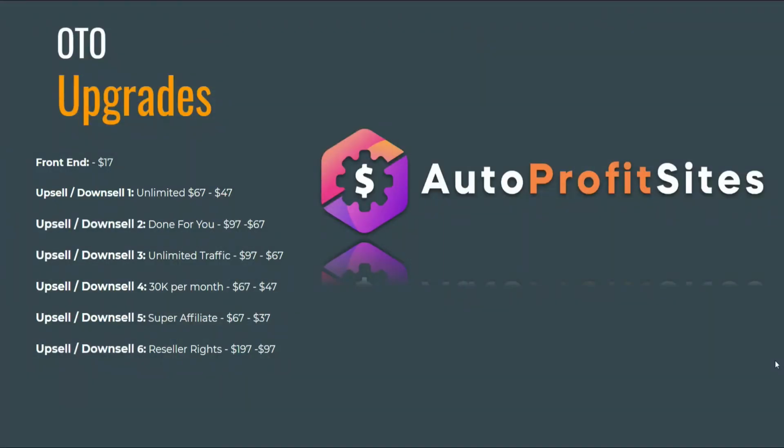Right, so we're quickly just going to move on to the OTOs and upgrades. The front end price for the product is $17, and then for each of the upsells within the platform there's also a downsell. So the first upsell is the unlimited version, which will unlock everything. It's $67, but there's also a downsell. So if you don't purchase it straight away you'll get a $20 discount if you move on through the funnel. So it'll be $47, and the same thing again for each of the downsells and upsells.